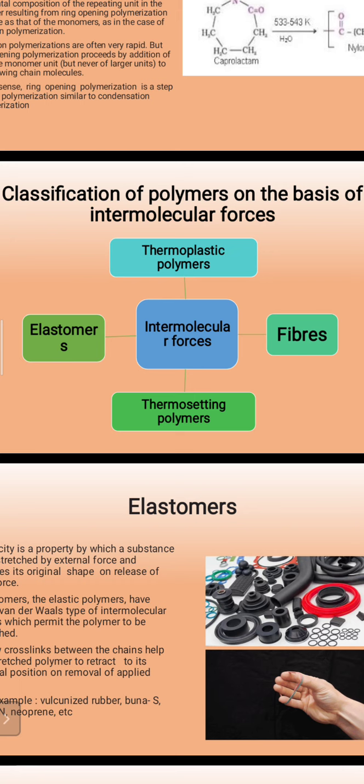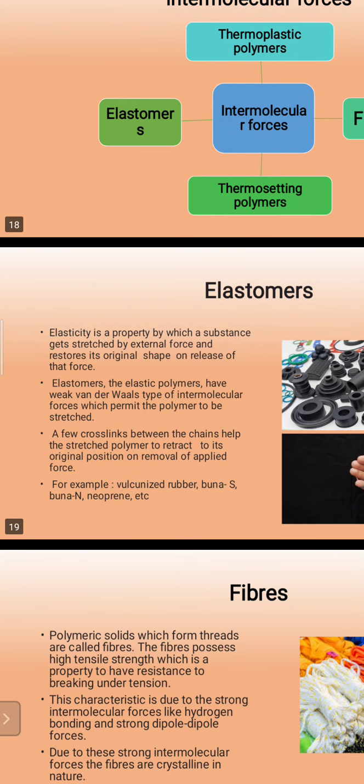You see the slide: at the center we see intermolecular forces. From that we get elastomers, then fibers. Then on the top side you can see thermoplastic polymers and on the downside thermosetting polymers. These four sub-classifications are there, and we will see them in detail one by one now.